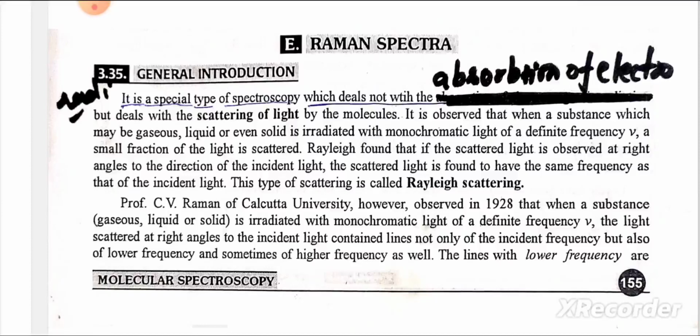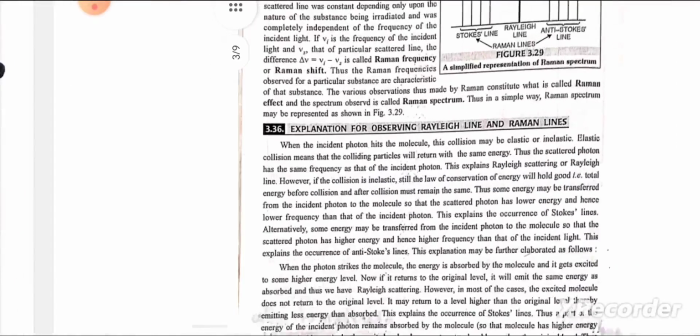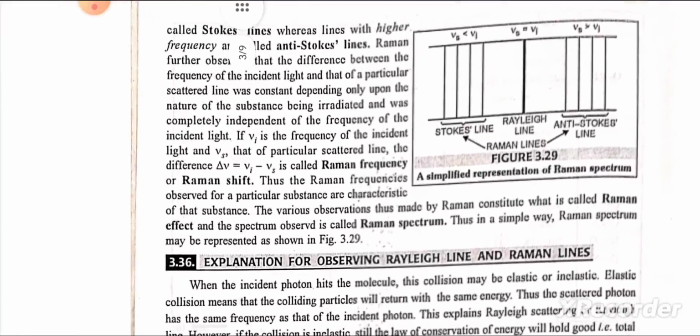Professor C.V. Raman of Calcutta University, however, observed in 1928 that when a substance, gaseous, liquid, or solid, is irradiated with monochromatic light of a definite frequency mu, the light scattered at right angles to the incident light contained lines not only of the incident frequency but also of lower frequency and sometimes of higher frequency as well. The lines with lower frequency are called Stokes lines, whereas lines with higher frequency are called anti-Stokes lines.